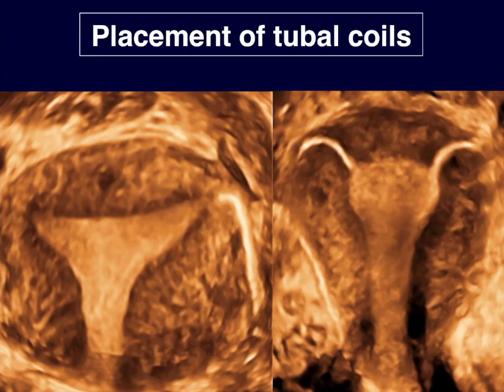And this is the tubal coils, the Essures. You can see these are positioned right at the tubal edge here. This one is a little further down the tube, and you can see them quite clearly on these 3D ultrasounds.